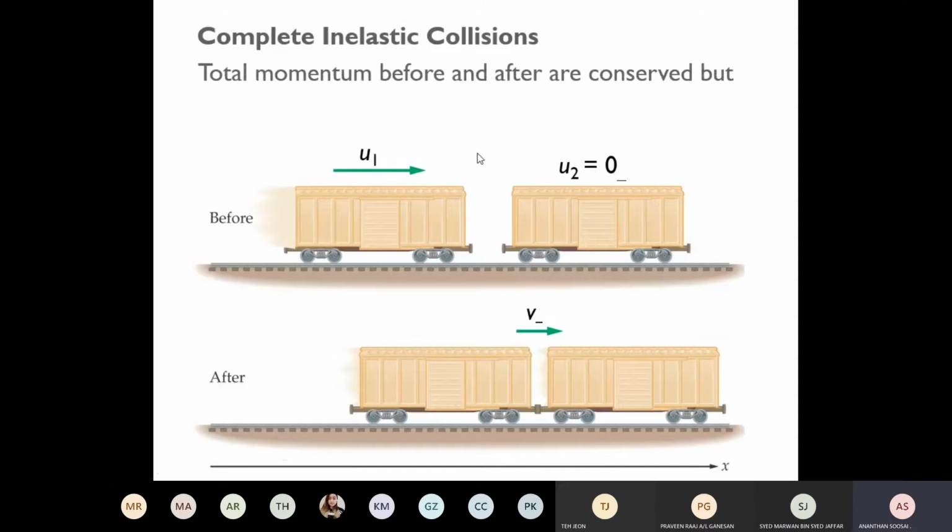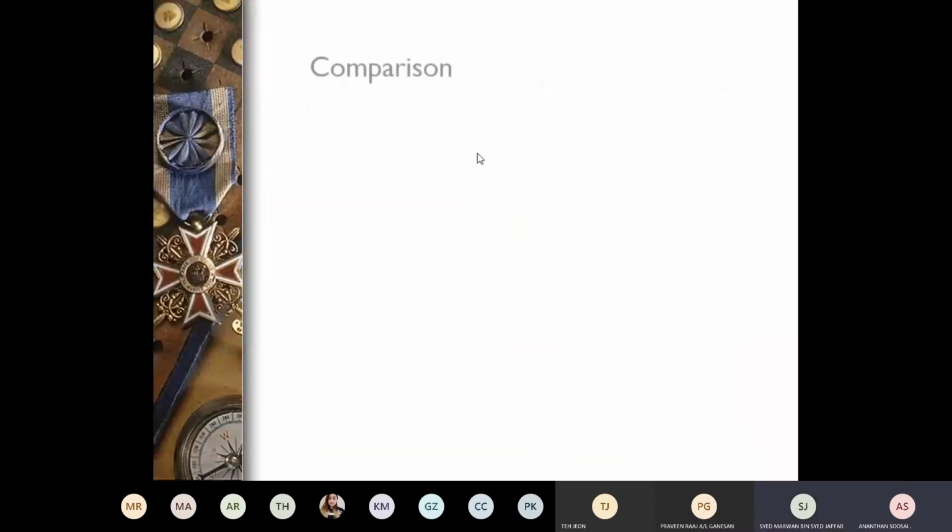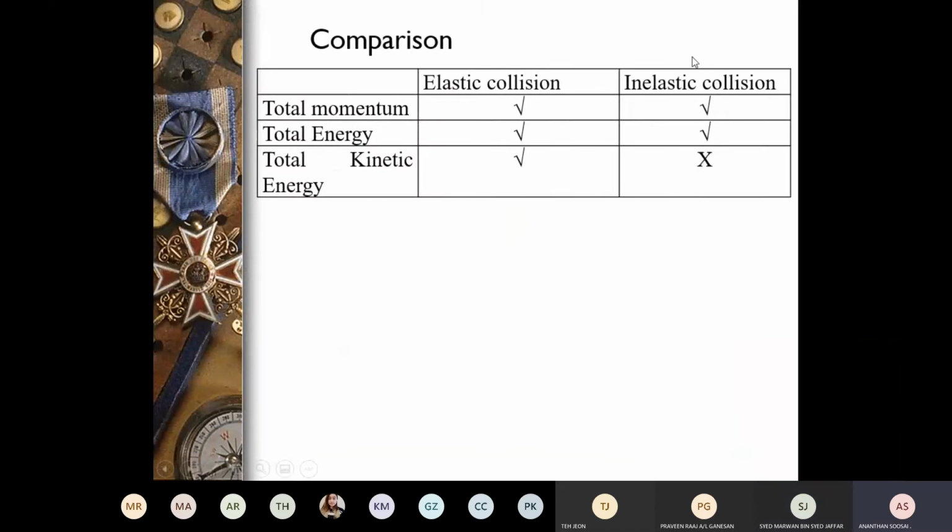So the total momentum before and after is conserved, but the total kinetic energy is not conserved. That's the inelastic collision. A comparison of elastic and inelastic collision: the only difference is the kinetic energy. In elastic collision, kinetic energy is conserved; in inelastic collision, it is not conserved.